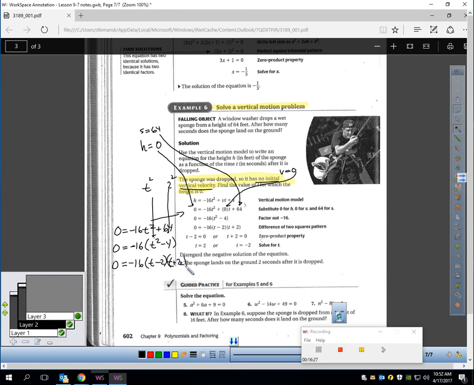And now I want to solve. Negative 16 times this is 0. Okay, I need one of these two to equal 0. Well, for t minus 2 to equal 0, t would be a 2. For t plus 2 to equal 0, t would be negative 2. Now I can't go backward in time, so I'll throw that one out. T would be 2 is the answer to the problem.